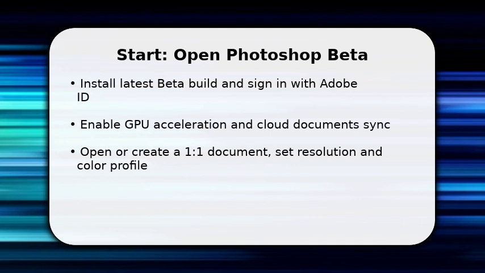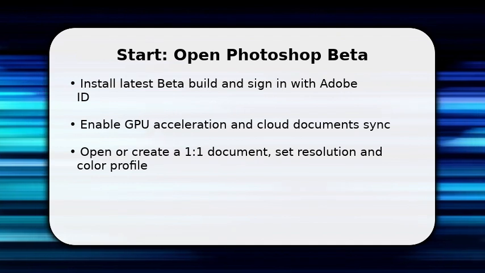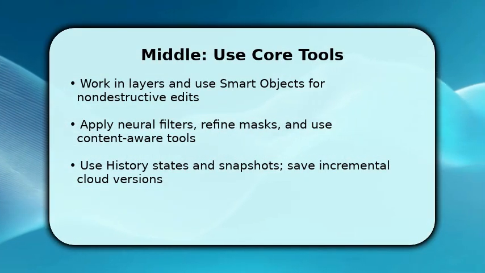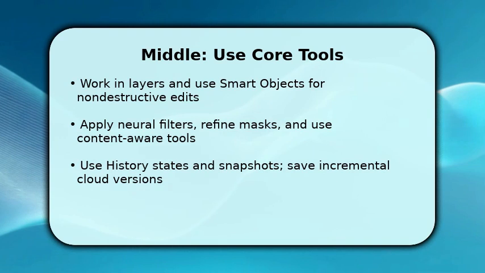Now import your base image using File Open or Drag and Drop. You'll see layers and properties populate. From here, you're ready to make non-destructive edits and take advantage of the Beta-only features. You'll next use layers and smart objects to keep edits reversible, because changes in beta features can be experimental.